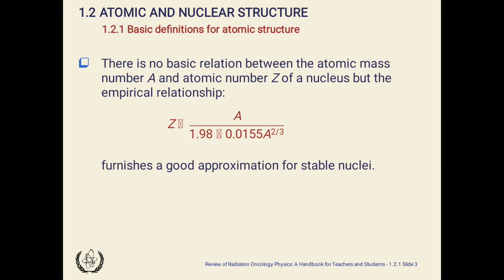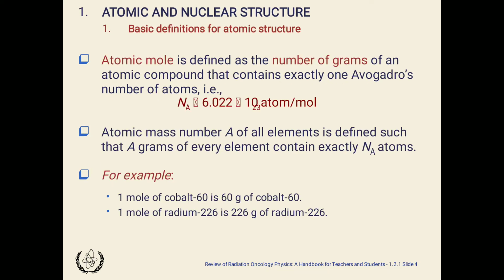There is no basic relation between the atomic mass number A and the atomic number Z of a nucleus, but there is an empirical relationship, that is Z is equal to A upon 1.98 plus 0.0155 A raised to 2/3, which furnishes a good approximation for stable nuclei.